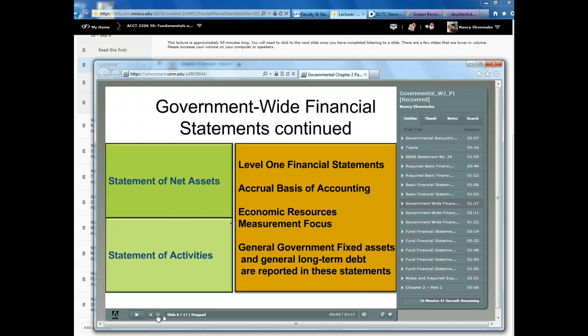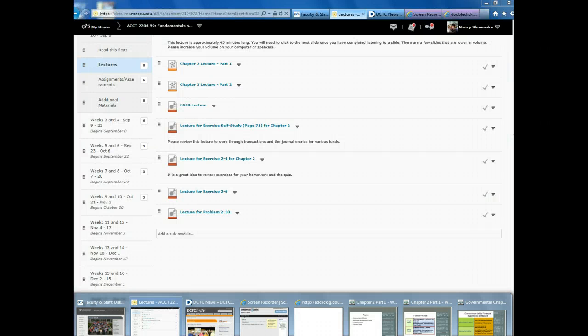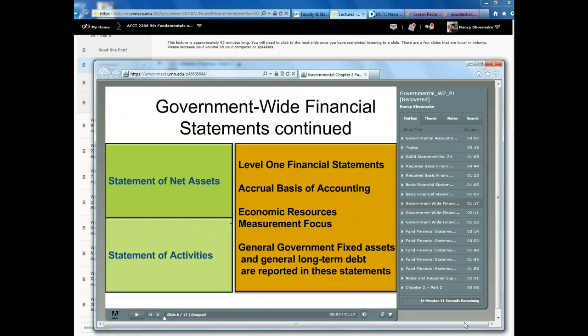Statement of net assets. Boy, what does a statement of net assets sound like in for-profit? Kind of like a balance sheet, doesn't it? What's the statement of activities sound like? So guys, the statement of net assets is kind of like a balance sheet. The statement of activities is kind of like an income statement.